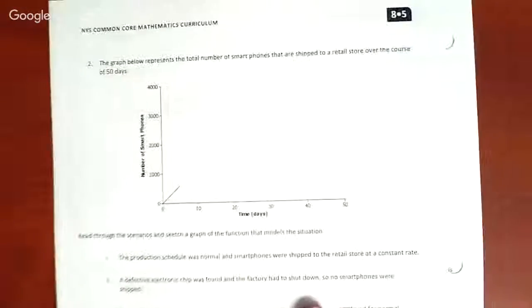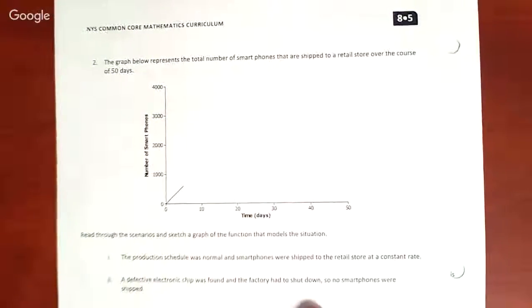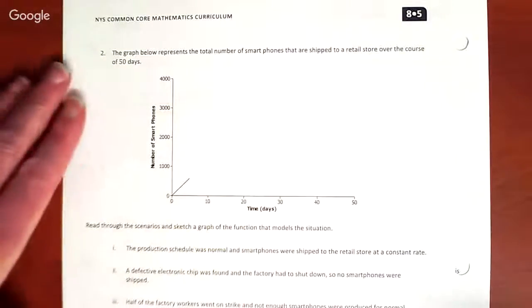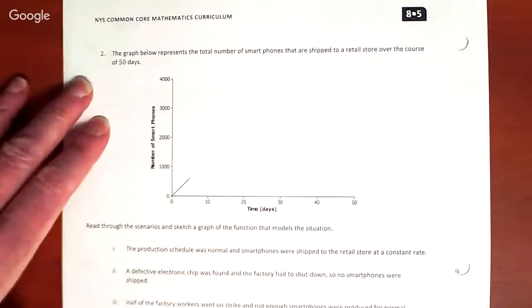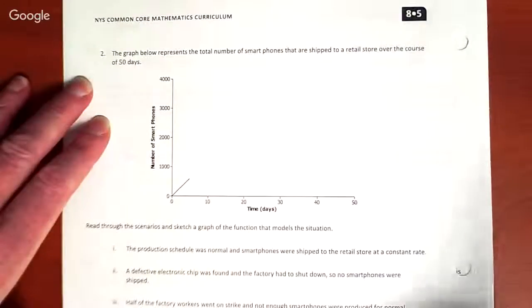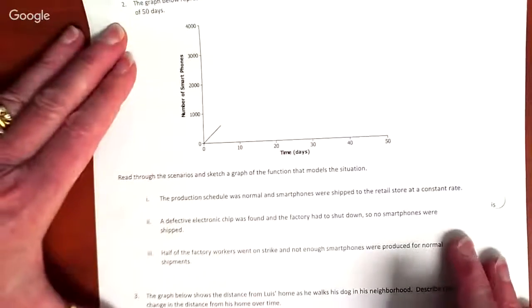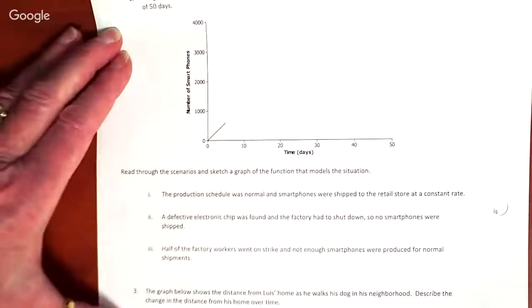So next, we have the graph below. Oh, let me fix that. There we go. The graph below represents the total number of smartphones that are shipped to a rental store over the course of 50 days. Now it says, read through the scenarios and sketch a graph of the function that models the situation.